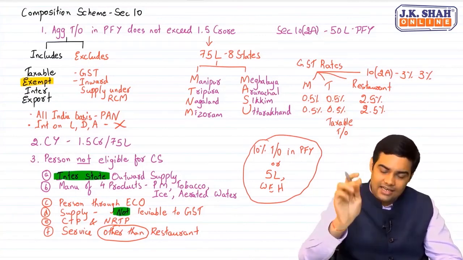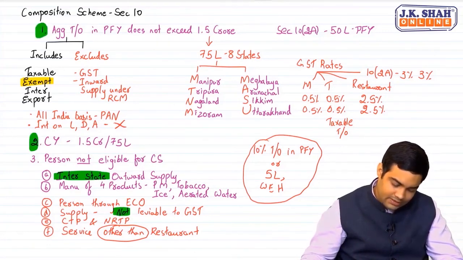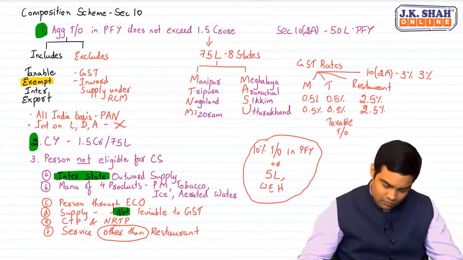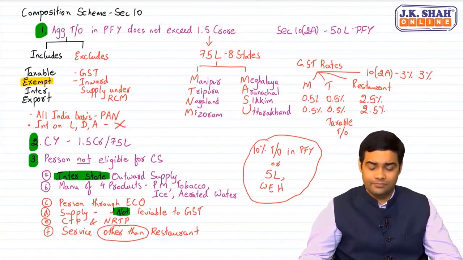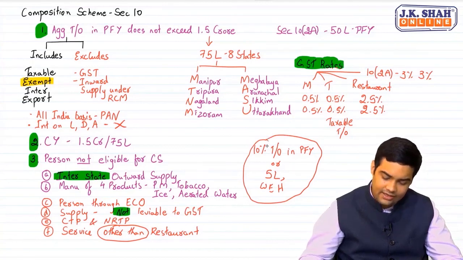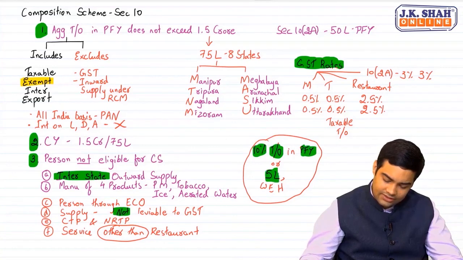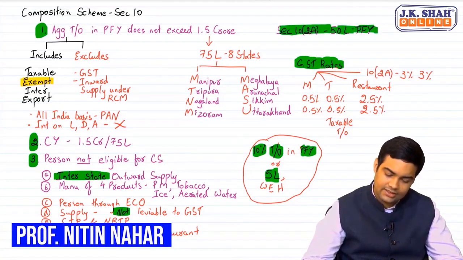So we started with aggregate turnover. This was the first point. Then what happens in current year? Who is not eligible? GST rates, and finally a relief to person supplying some services and person only engaged in services.